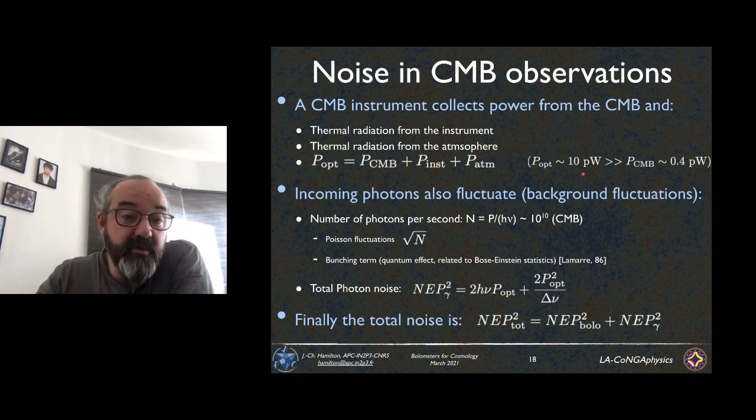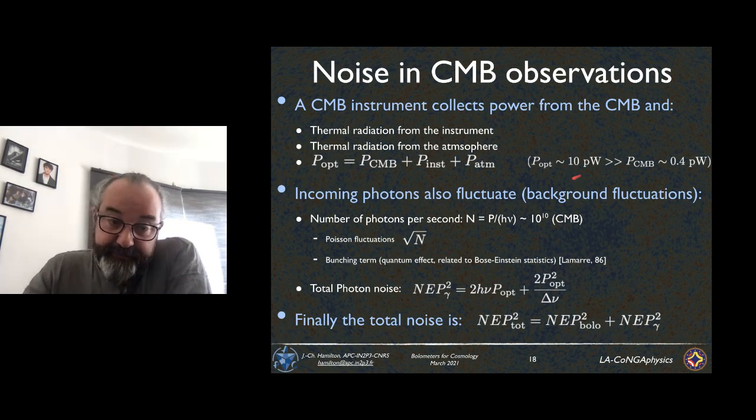So you have a lot more photons coming from the atmosphere and the instrument. And these incoming photons, all of them here, they also fluctuate. This is called background fluctuations. So in the case of the CMB, this power here corresponds to about 10 to the 10 CMB photons. Okay, so you have even much more when you account for everything.